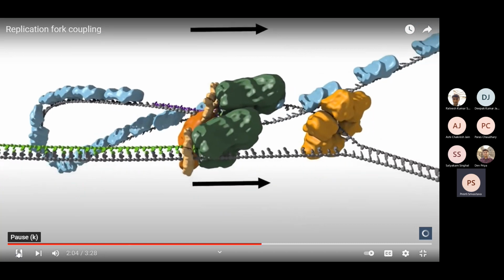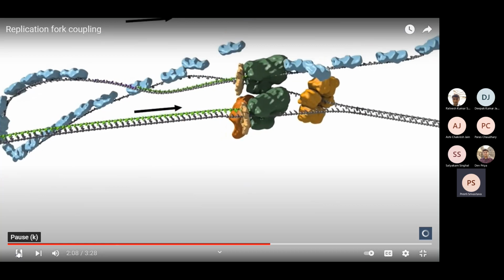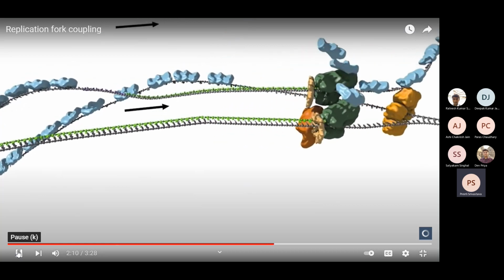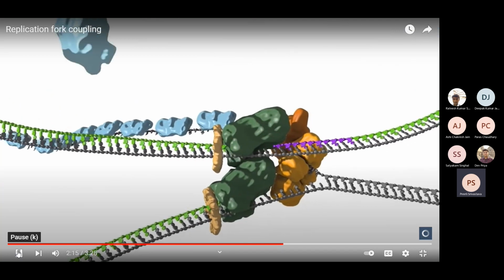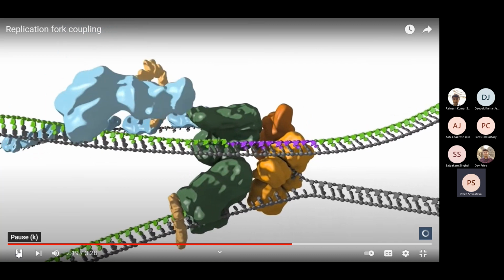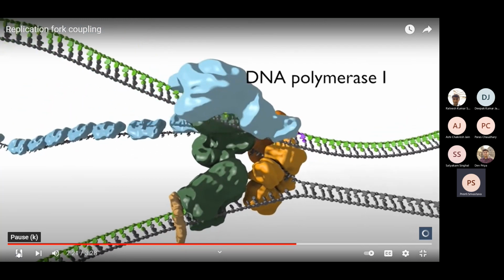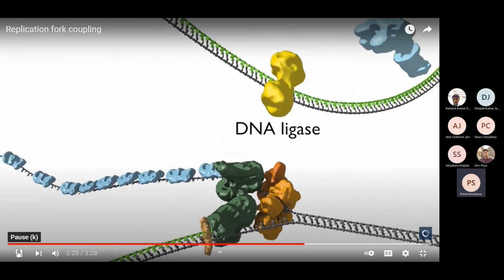With the polymerases now coupled, DNA replication can proceed coordinately on both the leading and the lagging strand. Once the lagging strand polymerase reaches the RNA primer from the upstream Okazaki fragment, the lagging strand loop is released, and Okazaki fragment maturation and ligation by polymerase I and DNA ligase occurs.